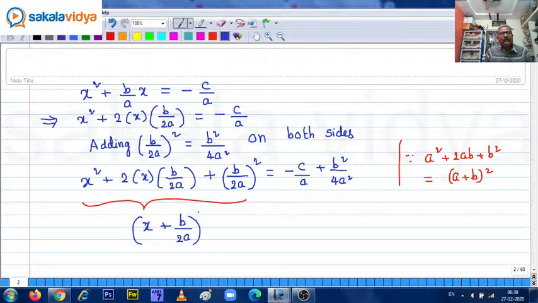whole square equal to, here take LCM. LCM is 4a square. 4a square divided by a is 4a, 4a into minus c is minus 4ac, plus 4a square divided by 4a square is 1, 1 into b square is b square. So this can be written as b square minus 4ac upon 4a square.